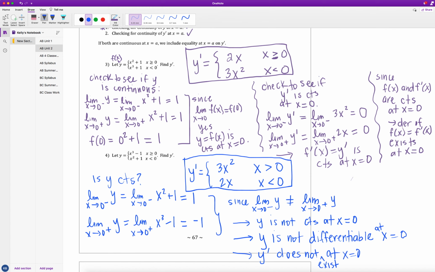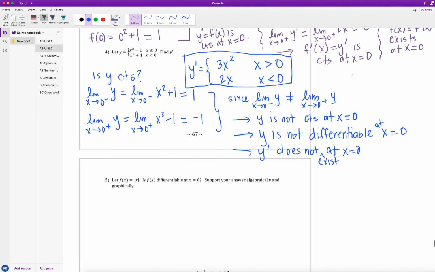Now the other case would be sometimes there are functions where the original function is continuous, but the derivative is not. And that could happen as well. And so it's important that even if you get that the original function y is continuous, that is not enough to say that the derivative is going to exist yet. We have to first prove or see if that derivative is continuous.